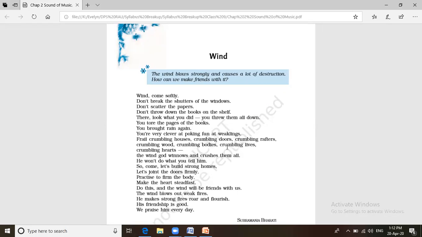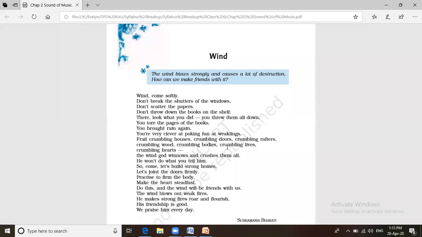So so far it is still concentrating on the actual wind. Okay, what wind? The wind that is the physical wind. The symbolism hasn't started yet, right? Then it says, you're very clever at poking fun at weaklings. Weaklings are anything that is weak, which doesn't have physical strength, which cannot stand against the wind or the storm here. So now the wind is powerful, the wind is clever also, right?